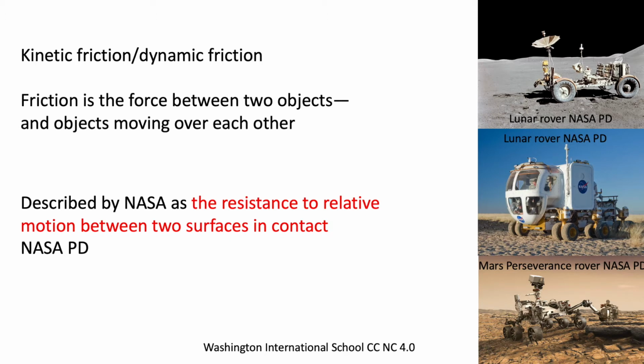And it's the force between two objects that are moving over each other. NASA described them in pictures of lunar rovers and tires, looking on the moon and testing on Earth. The resistance to relative motion between two surfaces in contact.